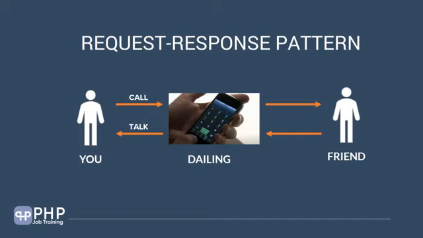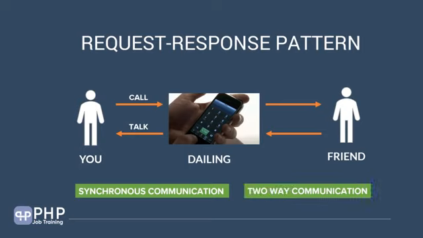So this type of communication or pattern is called synchronous communication, wherein you're calling your friend and your friend is answering your call. This is also called two-way communication because it's a synchronous communication and the friend is also available talking to you at the same time. Okay, so let's define with these concepts what is called the request response pattern.